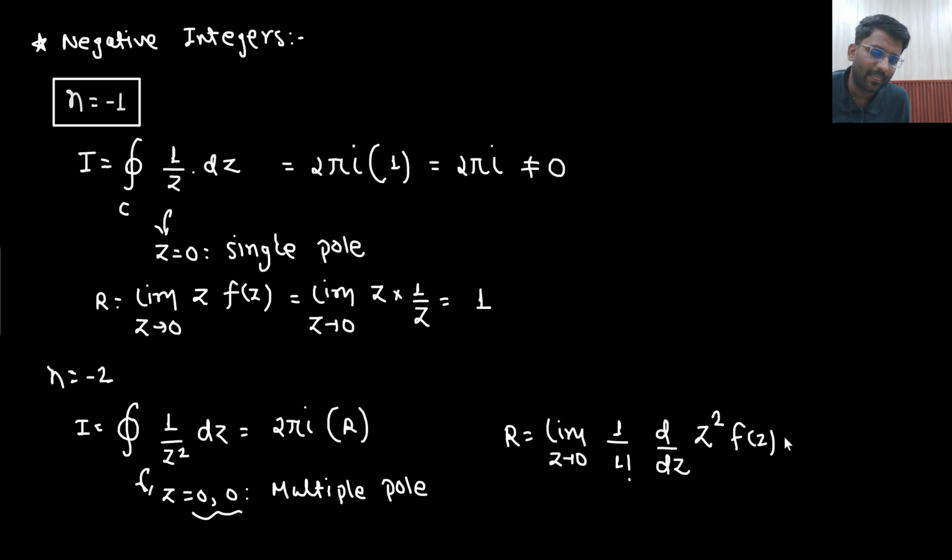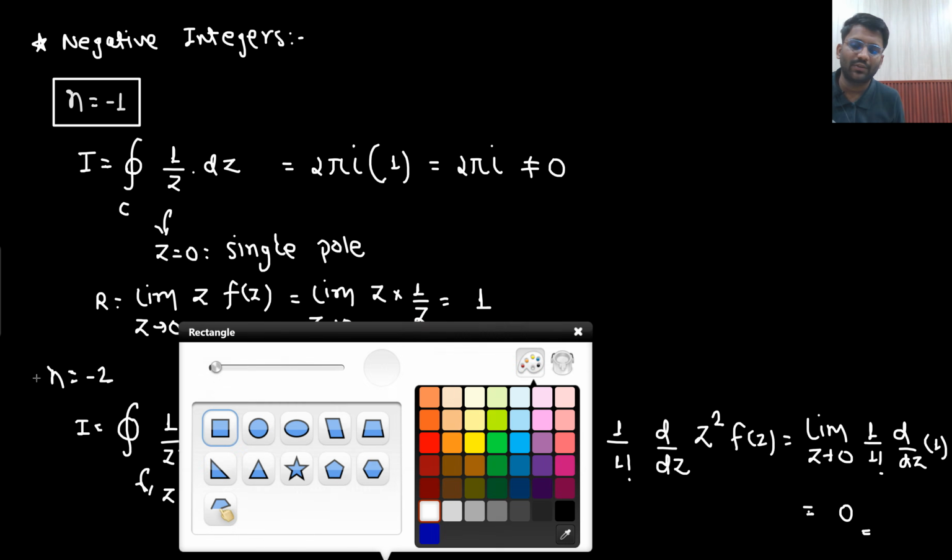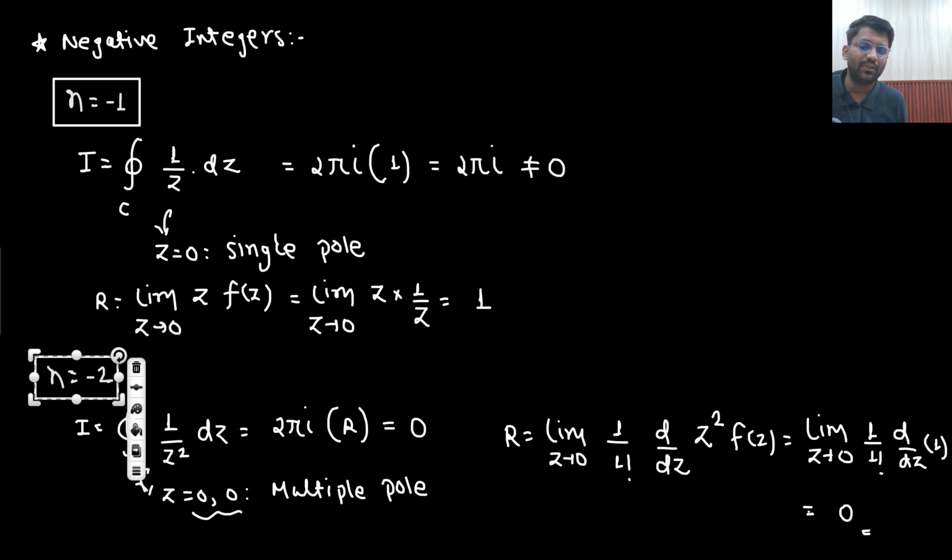What answer will you be getting? Simply I can see that the answer will come out to be 0 only, no? 1 by 1 factorial, z square into f of z, that would be 1 only. So d by dz of 1, what is the answer you are getting? 0. Are you able to understand this point? So here the residue is coming out to be 0. So the answer is 0. So for n equals -2, the integral is coming out to be 0. I hope you are able to see it.